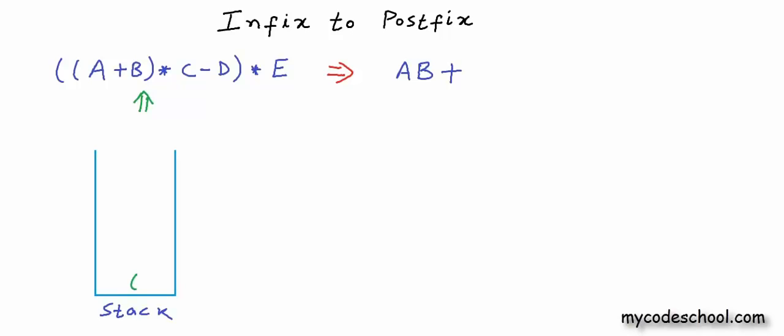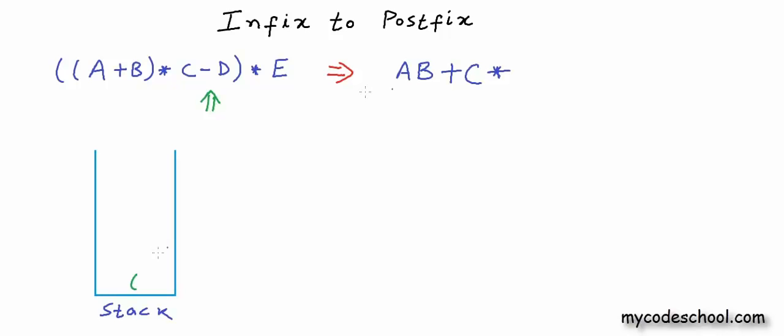Let's move on now. Next we have an operator. We need to look at the top of the stack. It's an opening parenthesis. This operator will simply be pushed. Next we have an operand. Next we have an operator. Once again we will look at the top. We have multiplication, which is higher precedence. So this should be popped and appended.